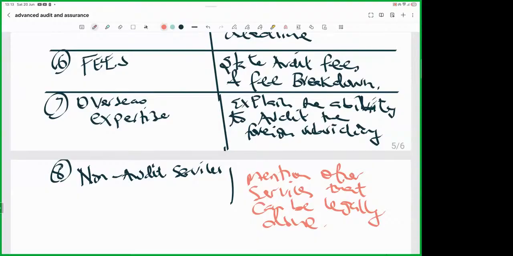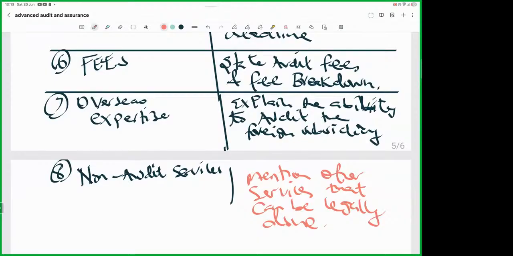So in terms of fees, what have we said? Give the full audit fee breakdown, and then, of course, you must explain what we call value for money. Expertise overseas: what I'm thinking about is the international offices, overseas audit experience, and ability to coordinate group audits. Now, in audit services, I'll mention only services allowed under ethics. Do not promise prohibited services.